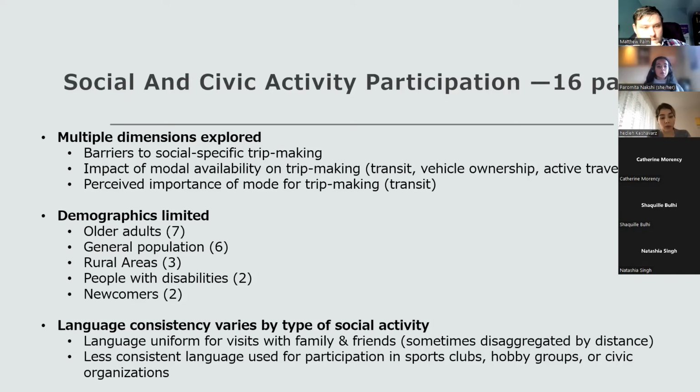And in terms of the demographic groups, older adults were focused on more, followed by the general population, then people living in rural areas, people with disabilities, and newcomers or immigrant groups. And language consistency varies by type of social activity. This is somewhat similar to what we have seen in papers on suppressed travel, but here we found that when the questionnaire asked about visits with family and friends, the language was more specific, whereas in terms of civic activity participation, like participating in hobby groups or sports clubs, the language was less consistent and a little more vague across different papers, and not as specific as it was for visits to family and friends.